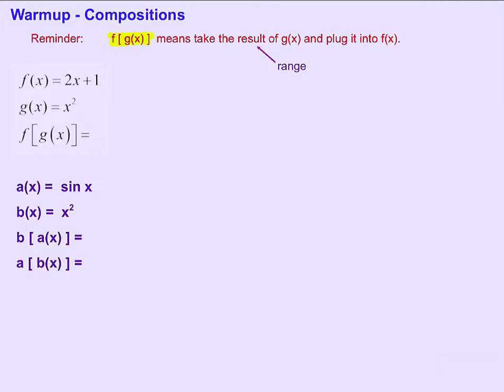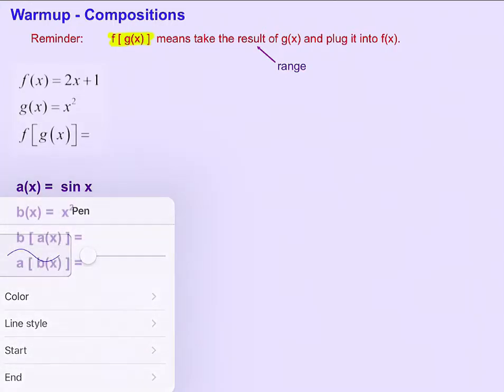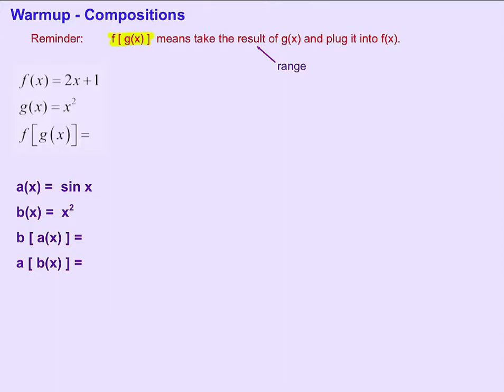It means we take the result of g of x, the inside function, and plug it into f of x, the outside function. So we saw some of these examples earlier in the year. If one function, f of x, is 2x plus 1, and another function, g of x, is x squared, and we wanted to take f of g of x, that means take what was in g of x and plug it in as the input into f of x. So we could also write that as f of x squared. And that means taking x squared and plugging it in where the x is in f. So that's 2x squared plus 1.